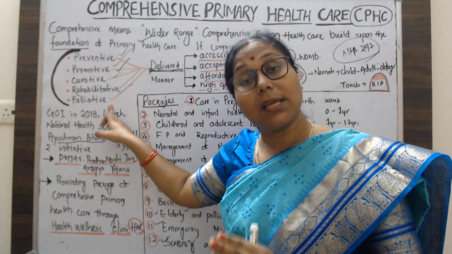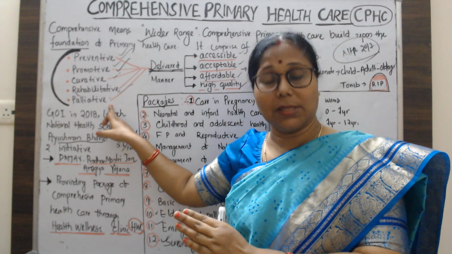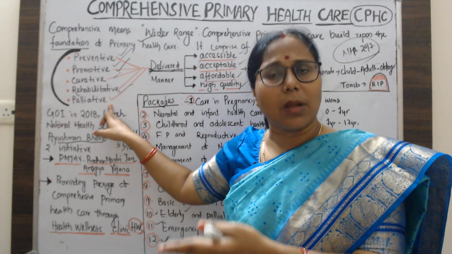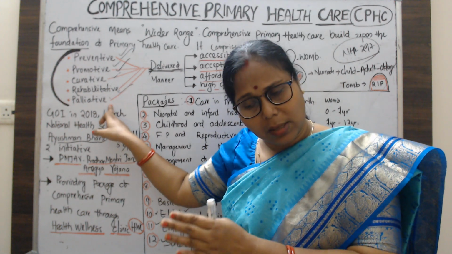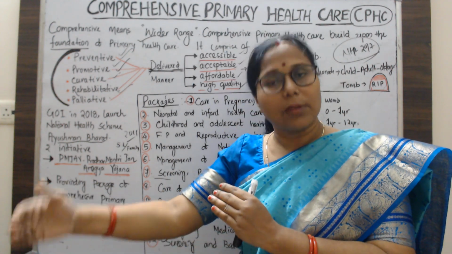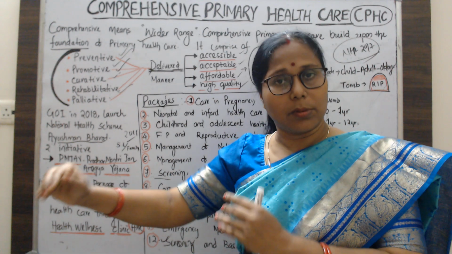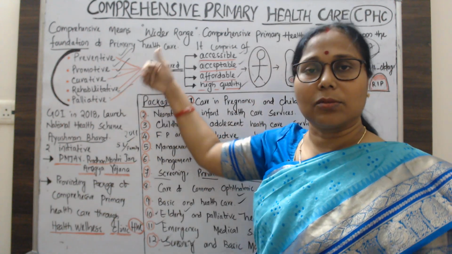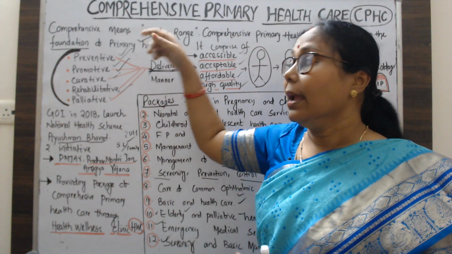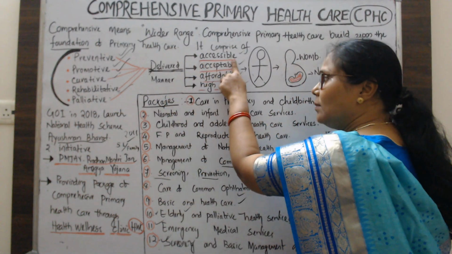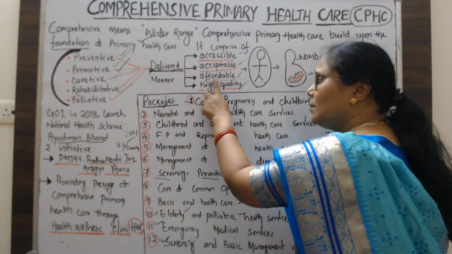Here for chronically ill patients or terminally ill patients, they are provided health services on how to relieve their pain and how they can spend their life until death comfortably. So that is the palliative health services that is provided through this comprehensive primary health care. And how are these services delivered? In an accessible, acceptable, affordable and high quality manner.